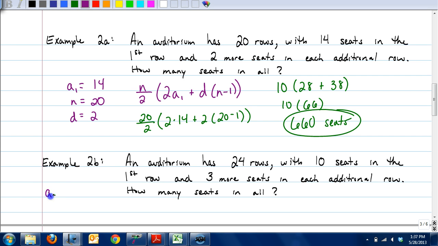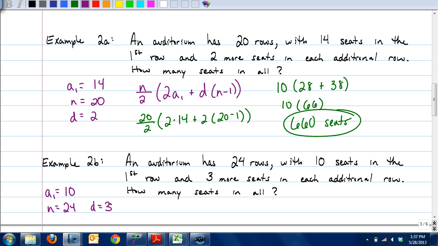Okay, in this one we know that our first term would be how many seats there are in the first row. There's 10 seats in the first row. Well, we don't know how many seats there are in the last row, so we don't know a sub n. But I know n is that there are a total of 24 rows. And we know that our constant difference here is 3 because we're adding 3 seats each time.